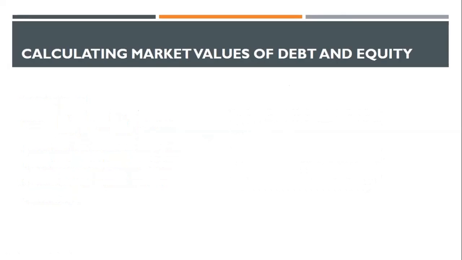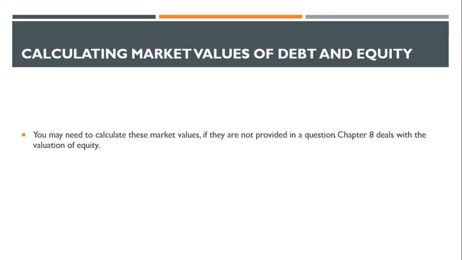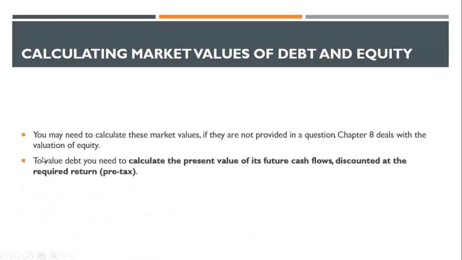Then you have calculating market values of debt and equity. Again, I discussed this topic in the previous session. You may need to calculate these market values if they are not provided in a question. Chapter 8 deals with the valuation of equity. Like I said before, chapter 1 and chapter 2 are basically introductory chapters for the future chapters. So we will be discussing market value of equity a lot, using CAPM and betas, in later chapters. To value debt, you need to calculate the present value of its future cash flows discounted at a required rate of return.